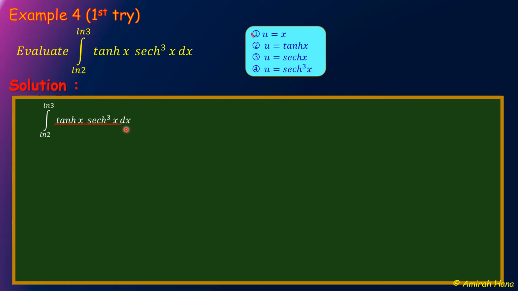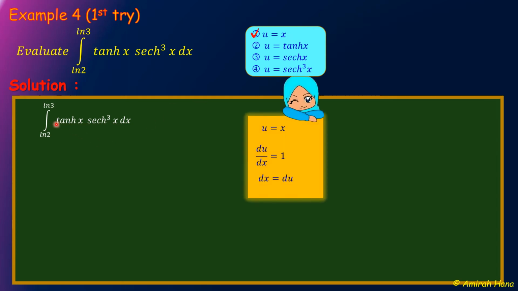Alright, let's say for the first try we choose u equals x. Actually, u equals x is not suitable because this is very simple, this is a single x. When we use u substitution, after we choose u, we must differentiate to find du over dx, and then we need to write dx as the subject. So in this case, our dx equals du, right?